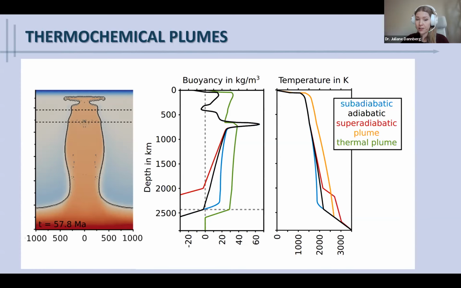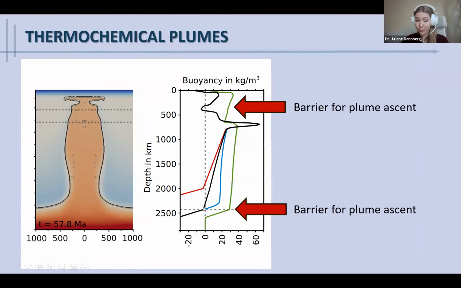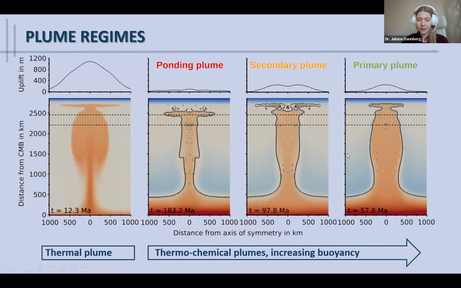But it's different for these thermochemical plumes that contain some of this dense basaltic material, illustrated by these other, like the red, blue, and black profiles. For those profiles, we can see there are 2 places where the buoyancy can become smaller than 0. One is directly at the core-mantle boundary. So this means if the buoyancy there is negative, then the plume would not even start to rise. And the second one is in the upper mantle, so between 300 and 400 kilometers depth. And so let's have a look at what these barriers mean for how plumes can rise through the mantle.